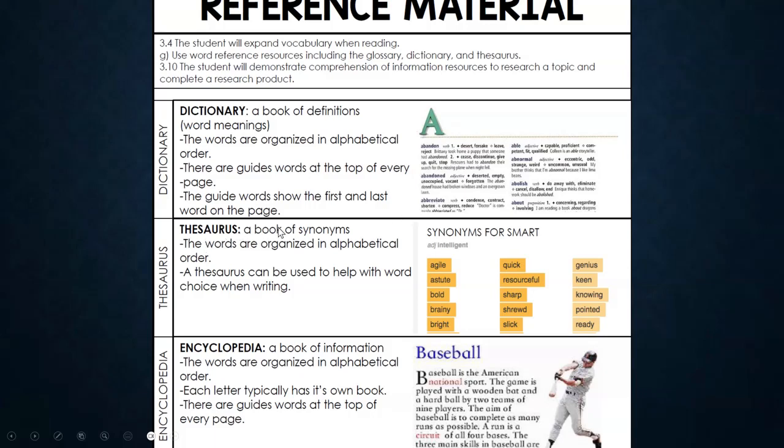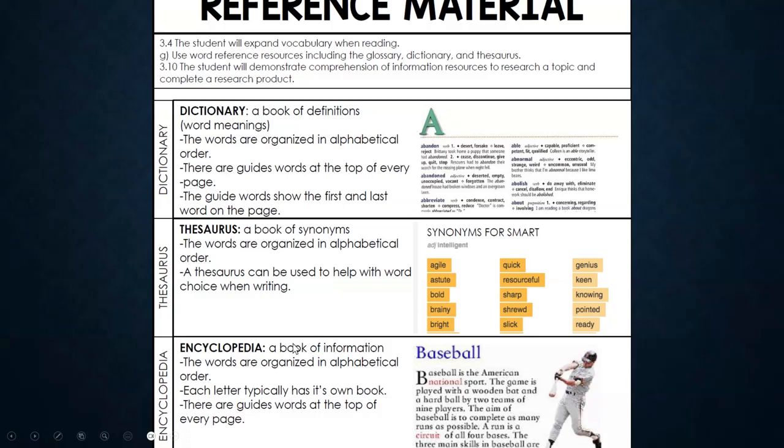Now, a thesaurus is a book of synonyms. Those are different words that mean almost the same thing. Here's some synonyms for smart. The words are organized in alphabetical order, and it can be used to help with word choice when writing. So agile, astute, bold, brainy, bright, quick, resourceful, sharp, shrewd, slick, genius, keen, knowing, pointed, ready. Those all mean smart.